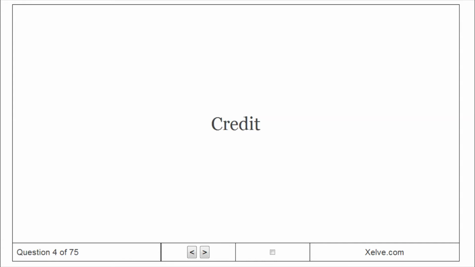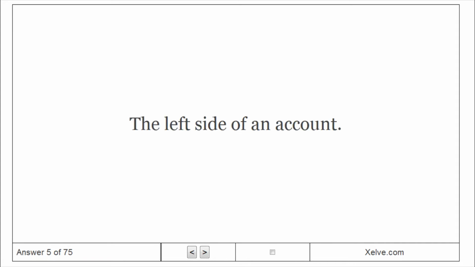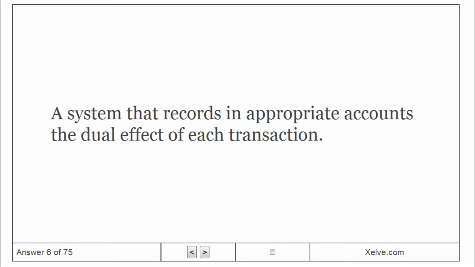Credit. The right side of an account. Debit. The left side of an account. Double entry system. A system that records in appropriate accounts the dual effect of each transaction.